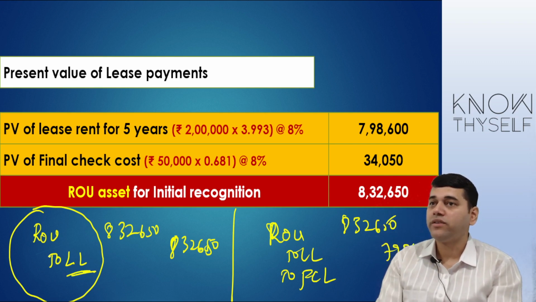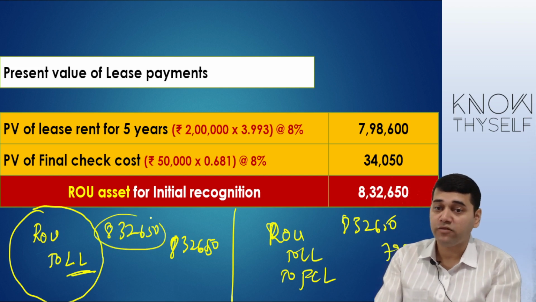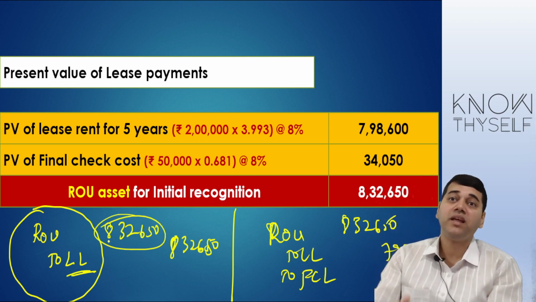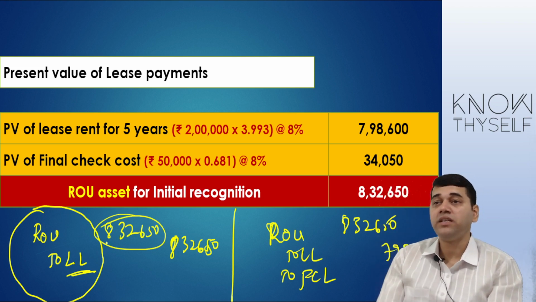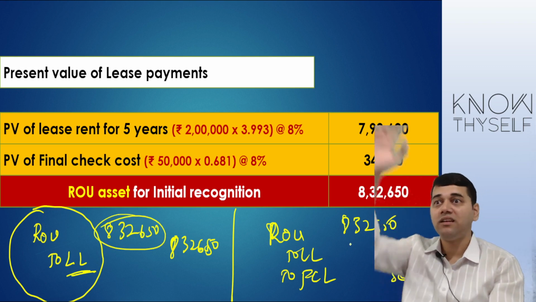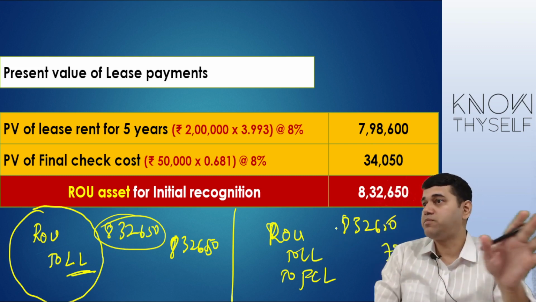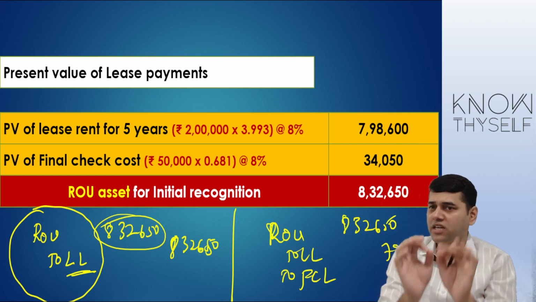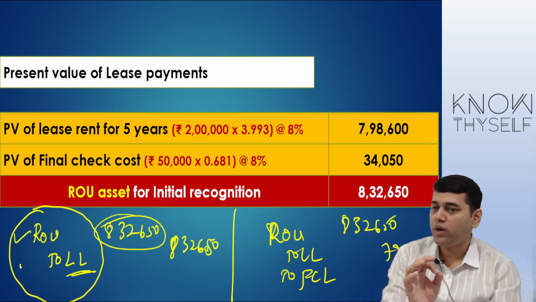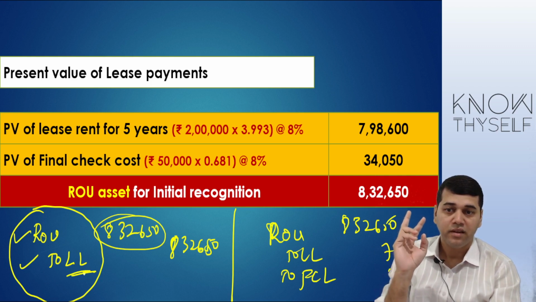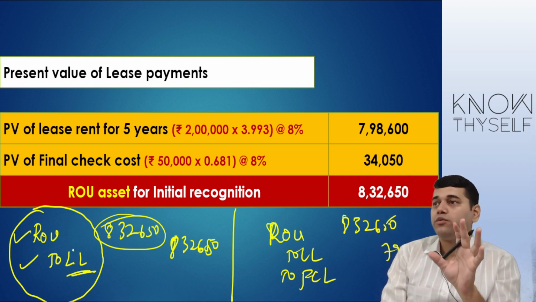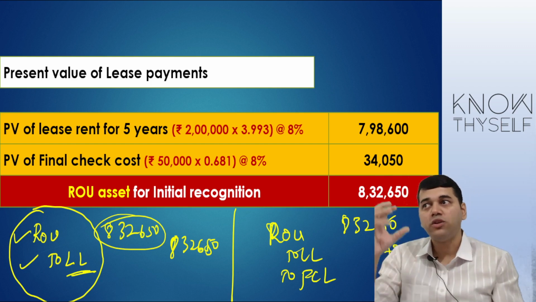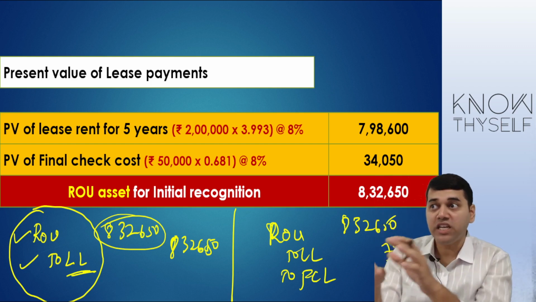What is your ROU asset? How do you initially measure the ROU asset? You say, sir, lease liability plus direct cost plus anything paid before commencement, plus the decommissioning liability or adjustment, and so on. Are you clear, crystal clear about the initial recognition of ROU and lease liability? Both are different, no? Lease liability is going to become part of ROU, but in ROU there is something extra also. So now you understood how to initially measure the lease.